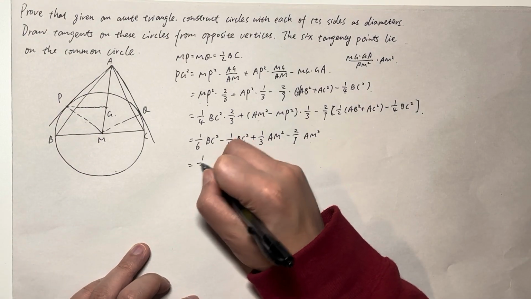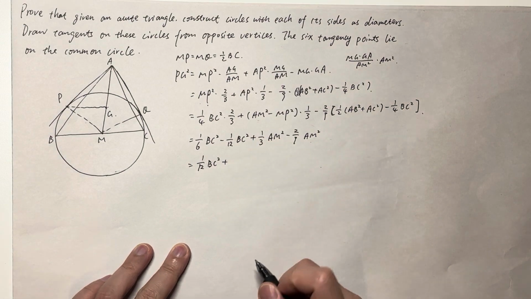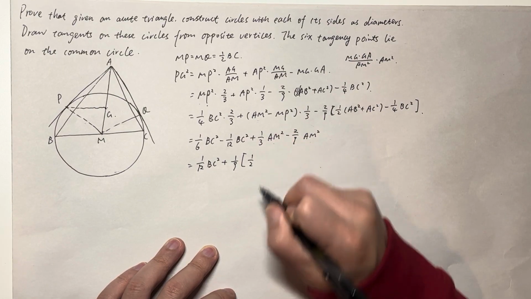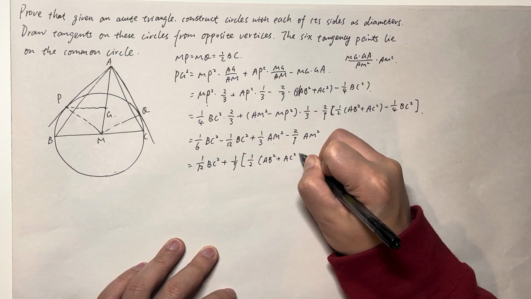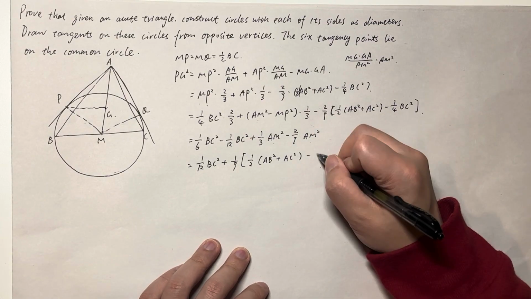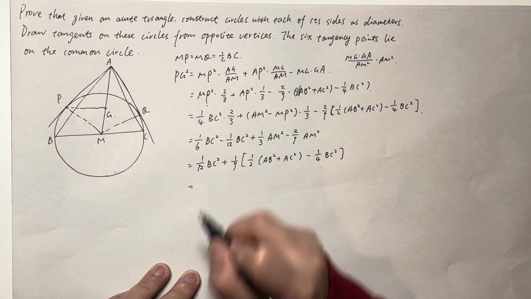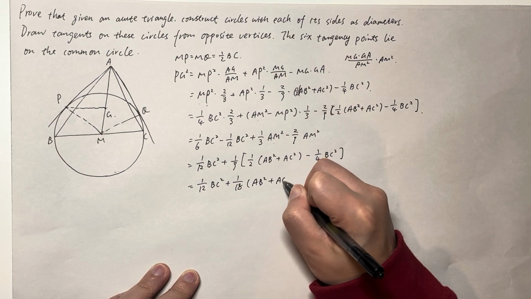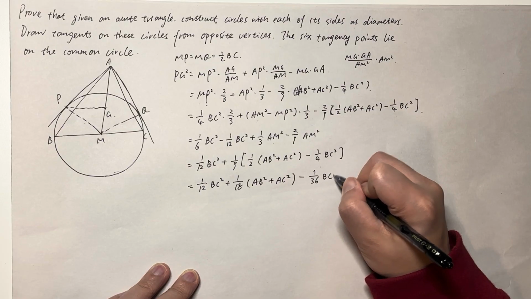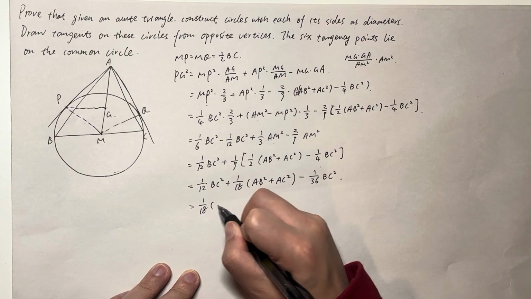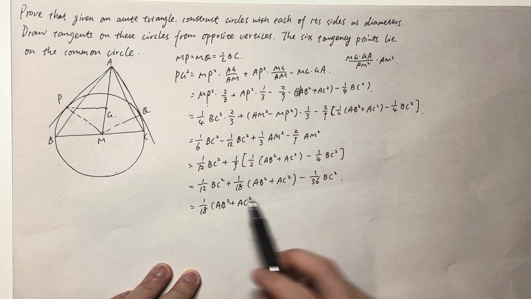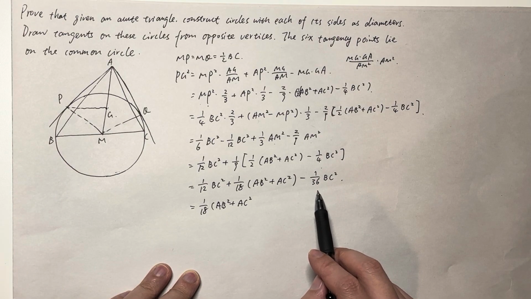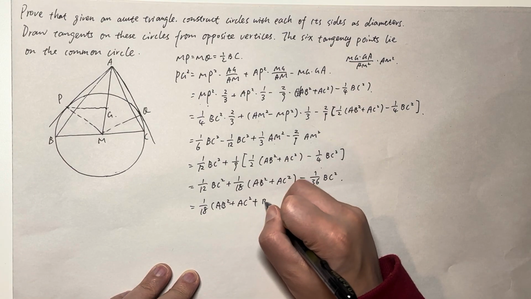So it equals 1/12 BC squared plus 1/9 AM squared. AM squared is 1/2 of AB squared plus AC squared minus 1/4 BC squared. So it equals 1/12 BC squared plus 1/18 of AB squared plus AC squared minus 1/36 BC squared. And this equals 1/18 of AB squared plus AC squared plus BC squared. See, 1/12 is 3/36, minus 1/36 is 2/36, which is 1/18.